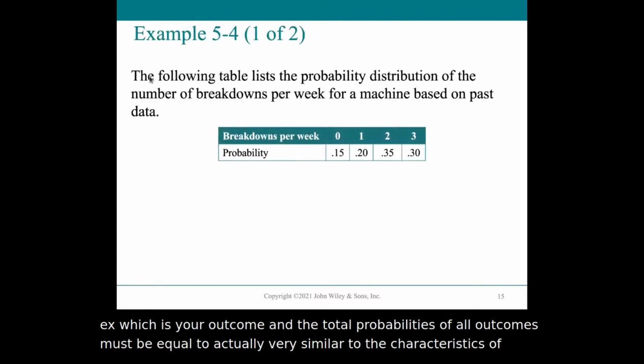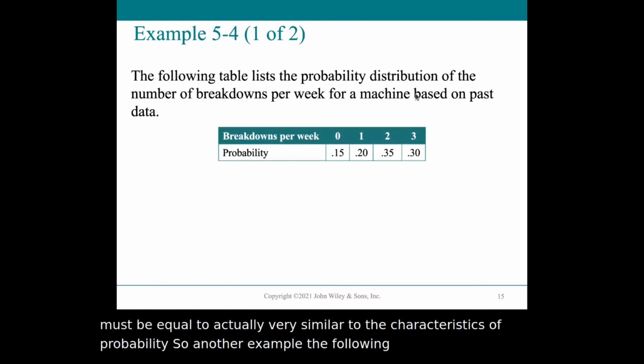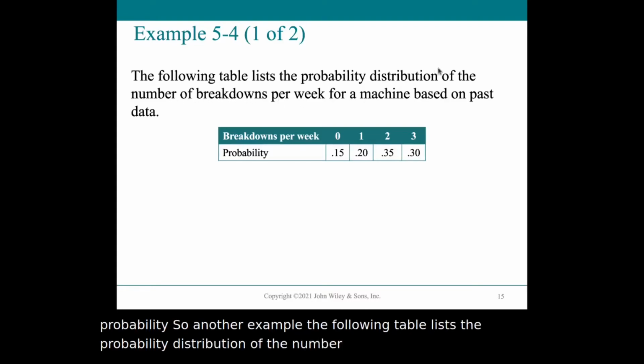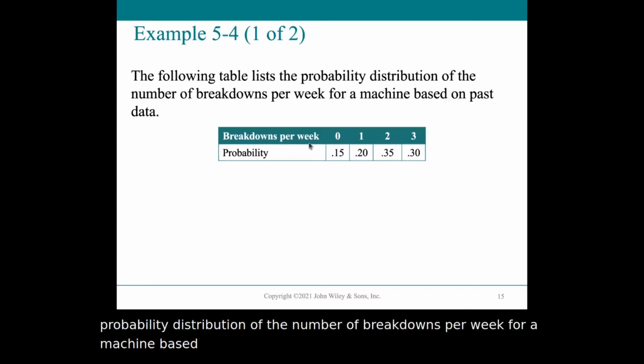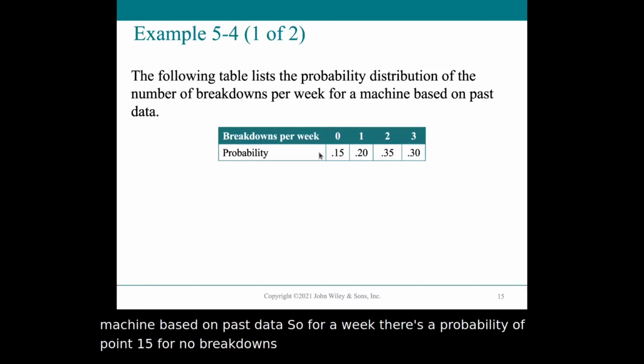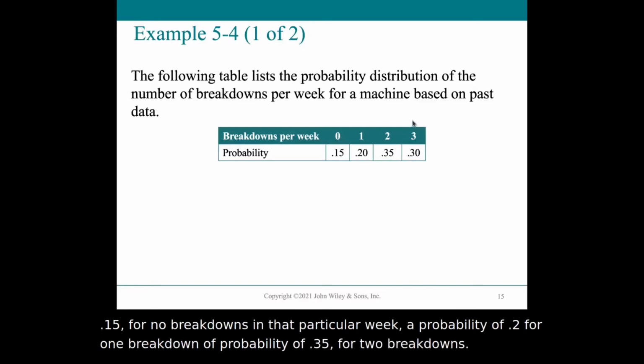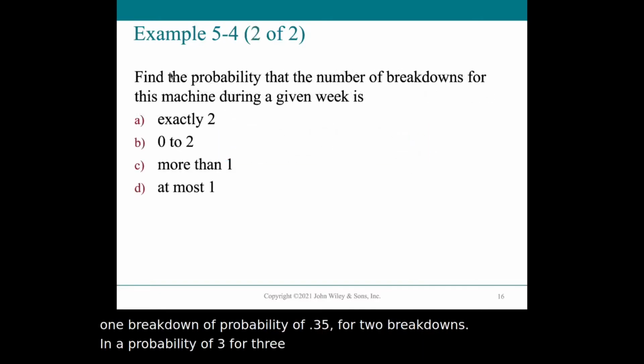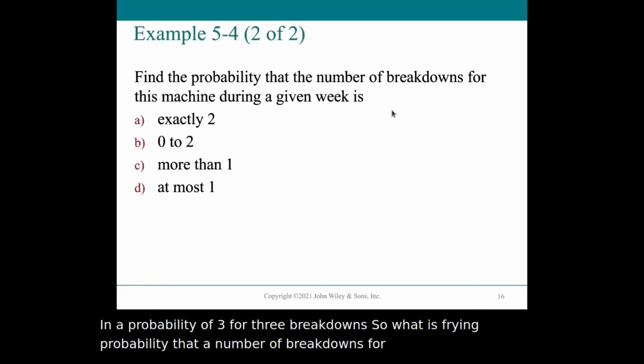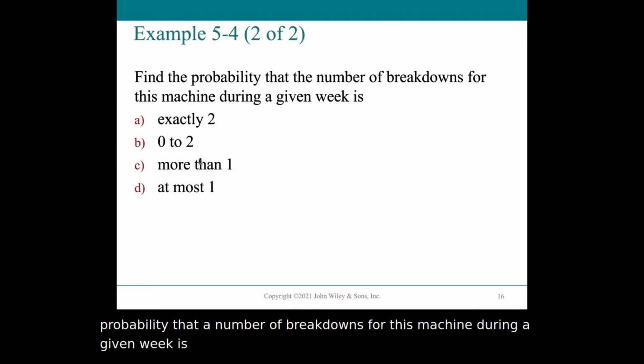So another example, the following table lists the probability distribution of the number of breakdowns per week for a machine based on past data. So for a week, there's a probability of 0.15 for no breakdowns in that particular week, a probability of 0.2 for 1 breakdown, a probability of 0.35 for 2 breakdowns, and a probability of 0.3 for 3 breakdowns. Find the probability that the number of breakdowns for this machine during a given week is exactly 2, 0 to 2, more than 1, or at most 1.